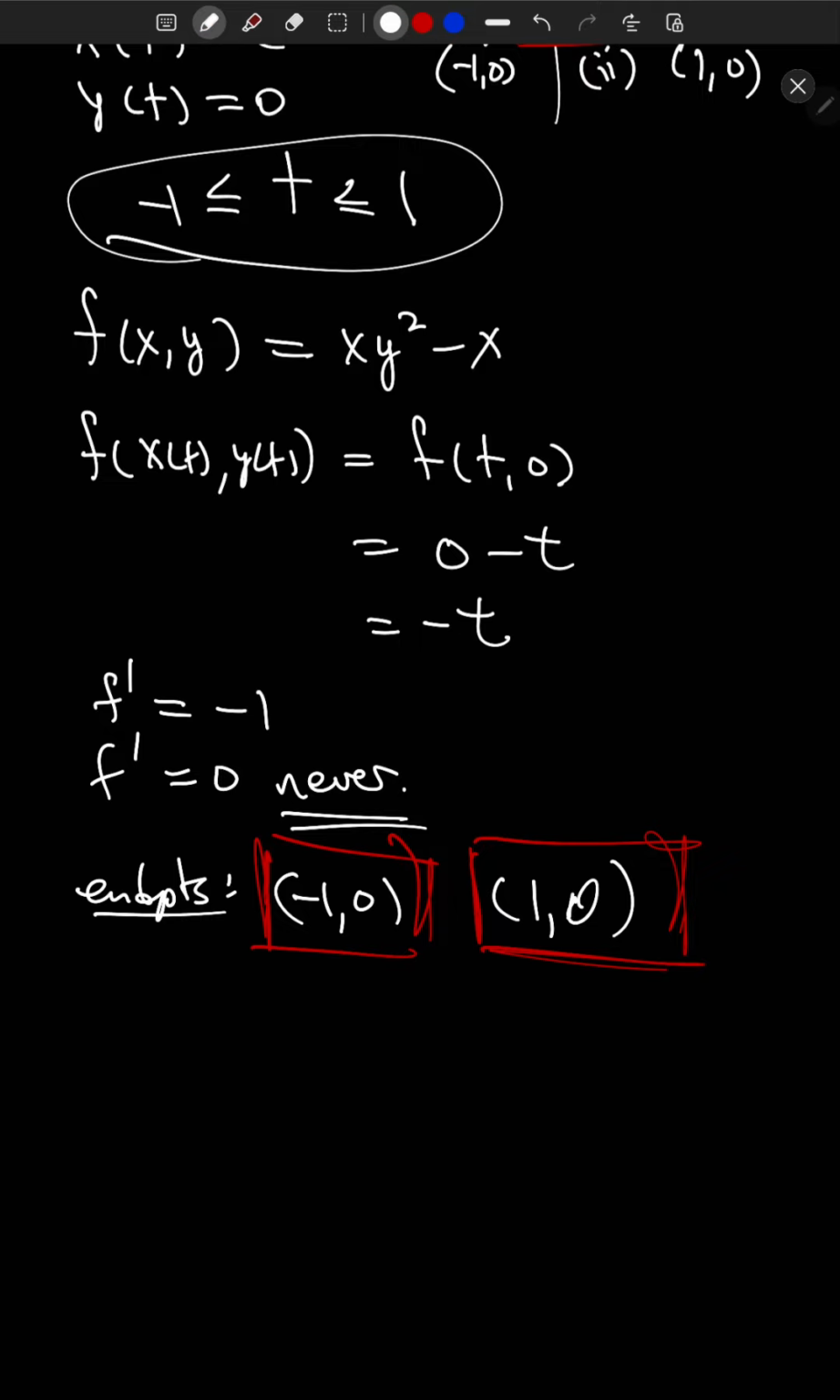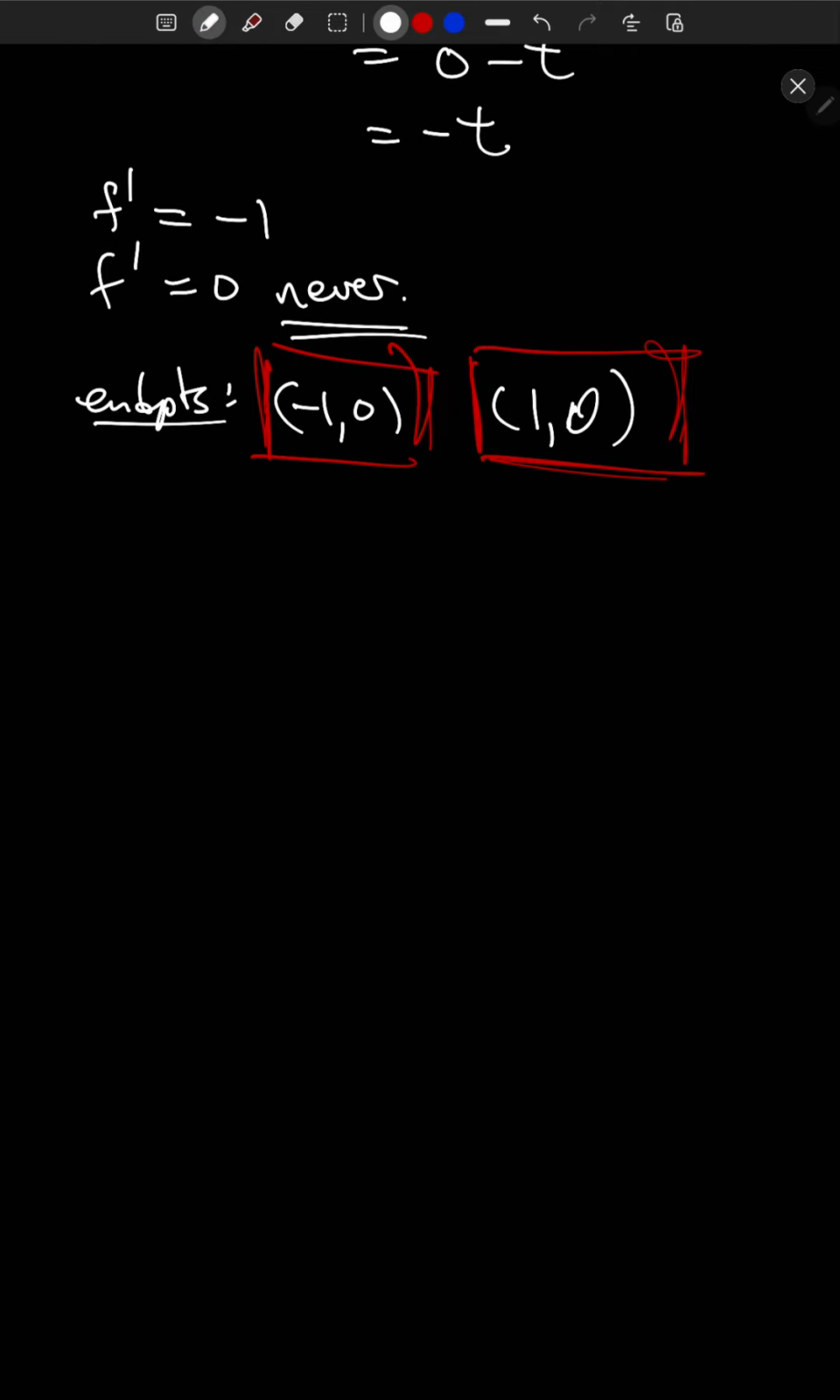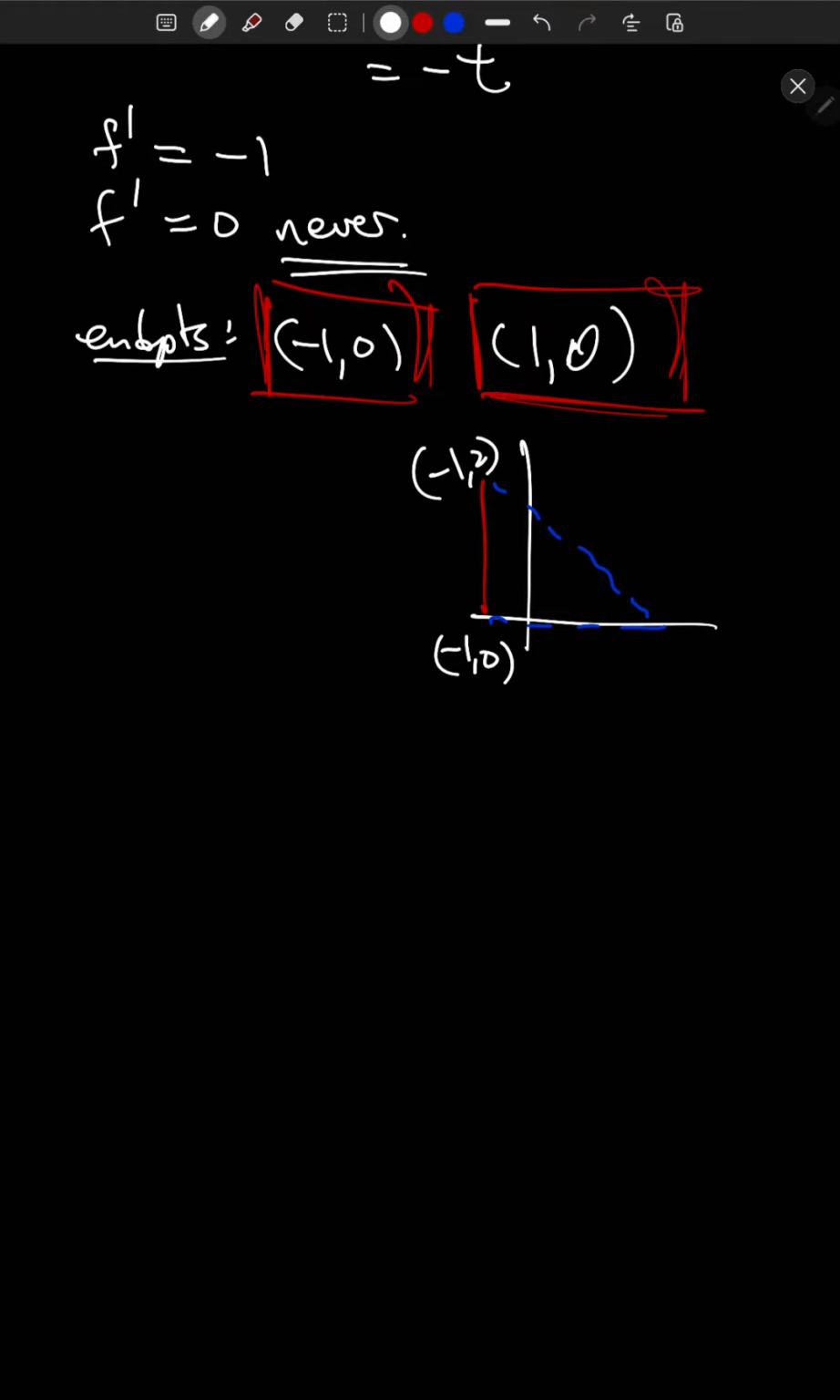And finally, part 3. So part 3 was this vertical line segment. We're not worried about that. Our endpoints were (-1, 0) and (-1, 2). And so I'm going to parameterize that. And again, I can just parameterize it using the same technique I used in part 1.